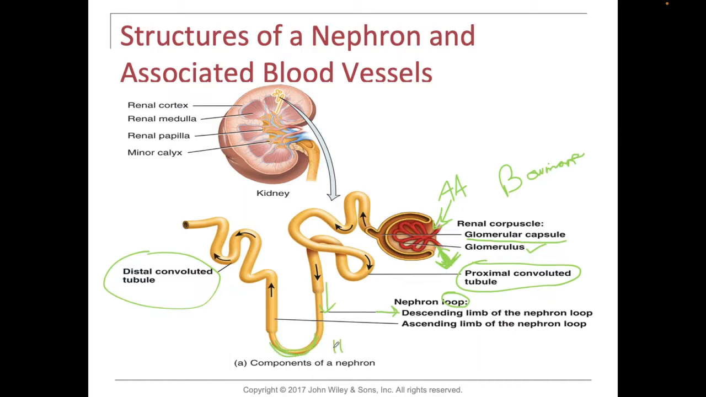I think Henle is spelled Henle, loop of Henle. And then it's going up, the filtrate goes up, so that's the ascending limb of the loop of Henle. And then there's the distal convoluted tubule. Okay, and again, kidneys have millions and millions of nephrons.